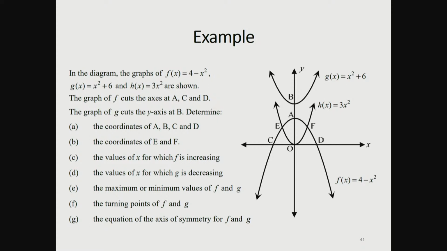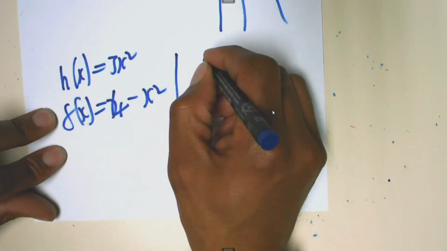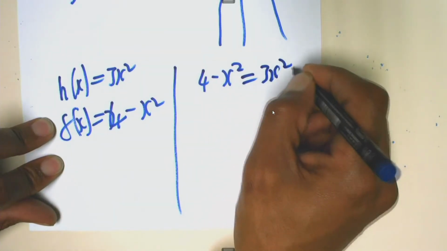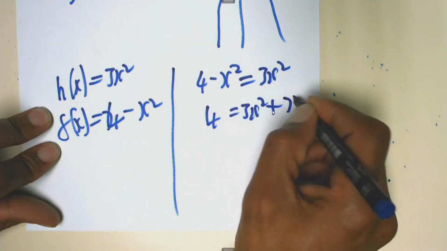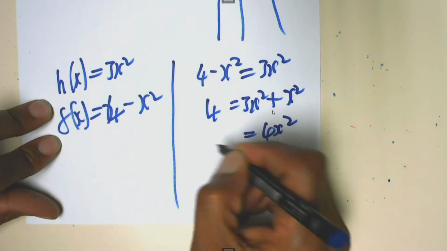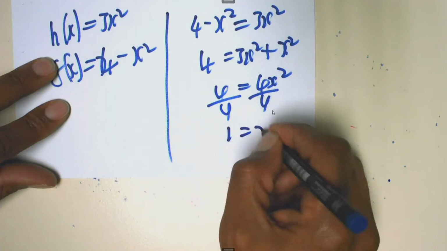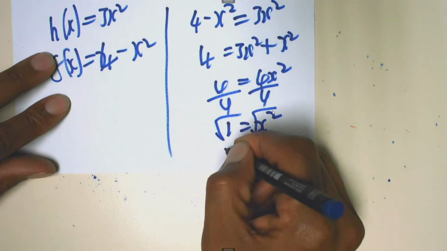We've got h(x) equal to 3x squared. And we also have f(x) equal to 4 minus x squared. So if you do this one quickly, we equate the two. 4 minus x squared equals 3x squared. Then if I move this to the other side, we have 4 equals 3x squared plus x squared, which is equal to 4x squared. Divide by 4 on both sides. Therefore, 1 equals x squared. Then taking the square root on both sides, x is plus or minus 1.